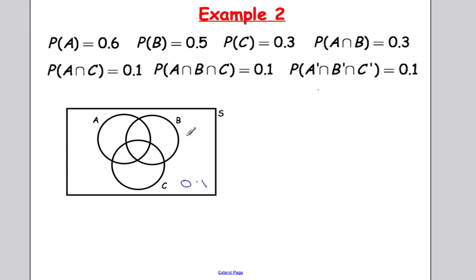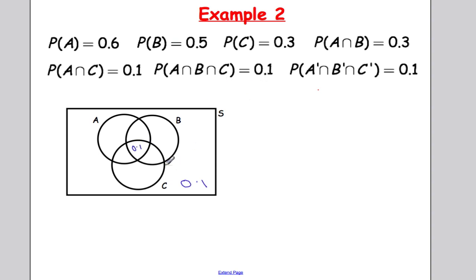Right, so now I can start to fill in my information. So I know that this is the outside of the circles or regions. I'm also told that where the three circles overlap, i.e. this part, A intersection B intersection C, is 0.1, so I can fill that in. That's 0.1.